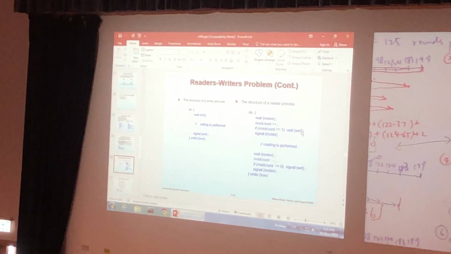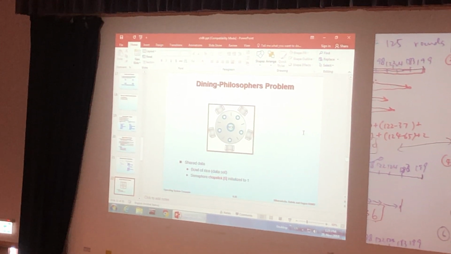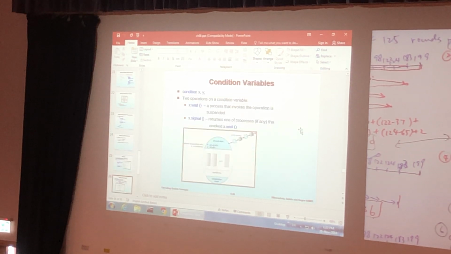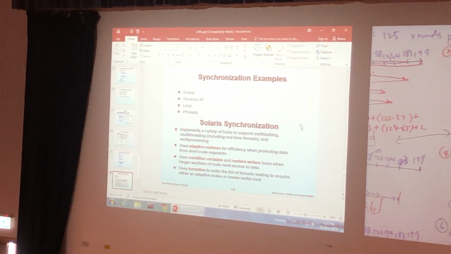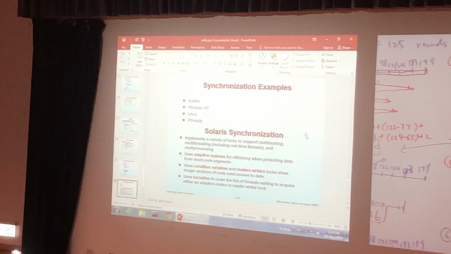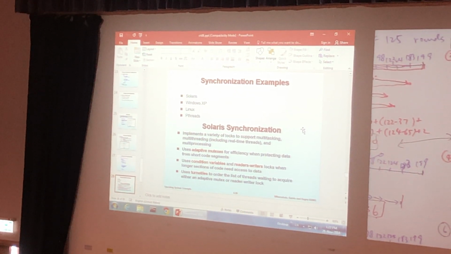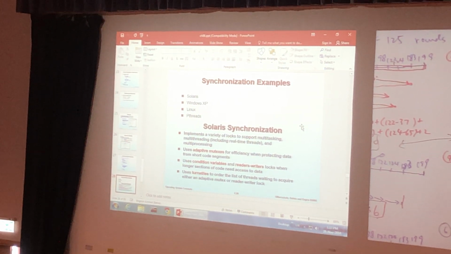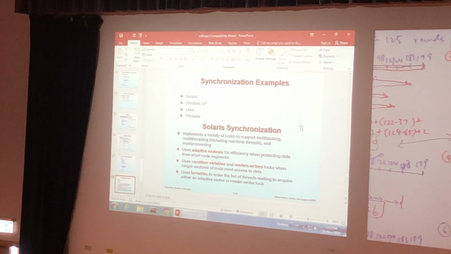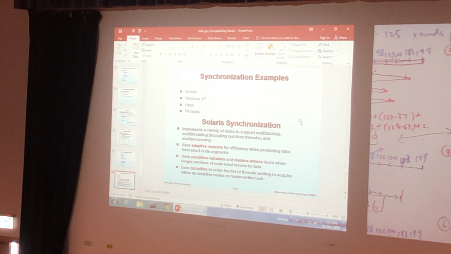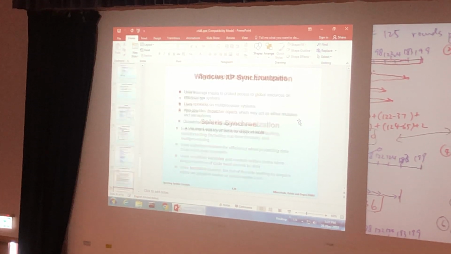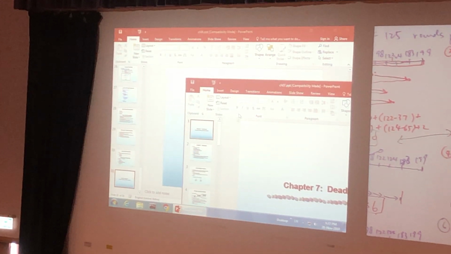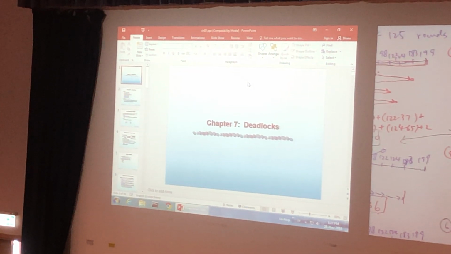And then, since we don't worry about Dining Philosophers, we don't need to worry about monitors. Remove monitors. Remove everything with specific operating system examples: Solaris, XP, Linux, pthread. They are good for your knowledge, but no need for the exam. So that's chapter 6.